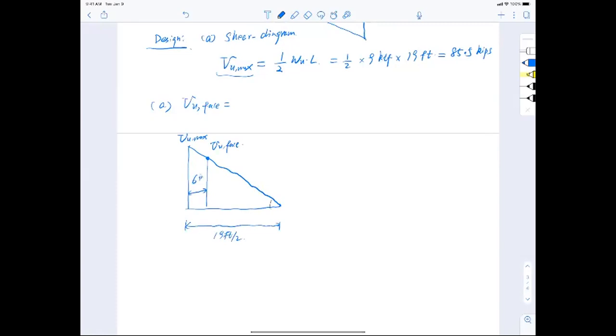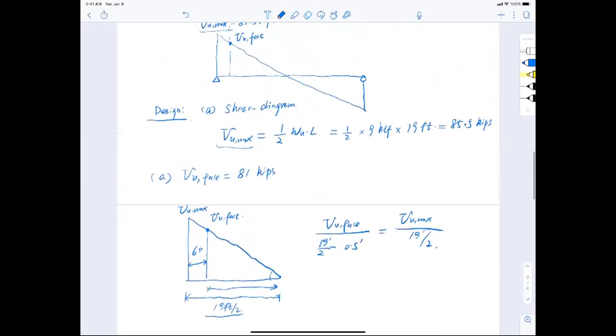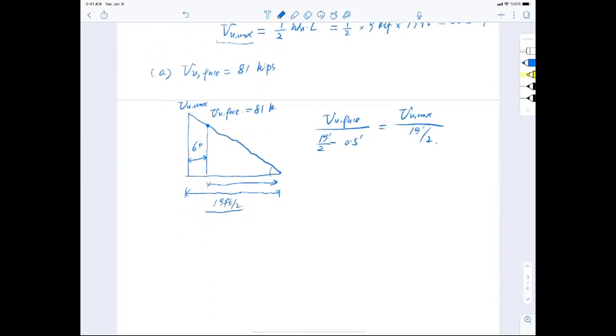So I start with my similar triangle thing. VU face, let me write down here, VU face divided by this distance right here. So that is half L, 19 feet divided by 2 minus a distance of 6 inches, right? So 6 inch is half a foot, so 0.5 foot. And that has to equal VU max, maximum shear force, divided by the side of it, which is 19 feet divided by 2. So after this quick calculation, I got my VU face is 81 kips. Okay, so pretty boring. I have VU face here is 81 kips.